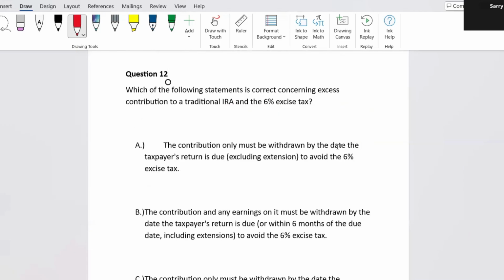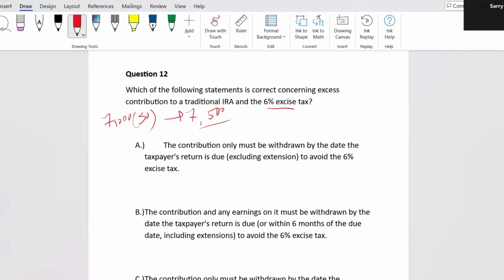Which of the following statements is correct concerning excess contributions to a traditional IRA and the 6% excise tax? Let's say, for example, in 2024, the traditional IRA limit is $7,000 if you're under 50 years old. But say somebody decides they want to put more money into their IRA, and they add in $7,500 and they're under 50 years old. Now they run the risk of the 6% excise tax because they put extra money into the IRA. So $500 is exposed. Now the question is asking which of these scenarios are correct.